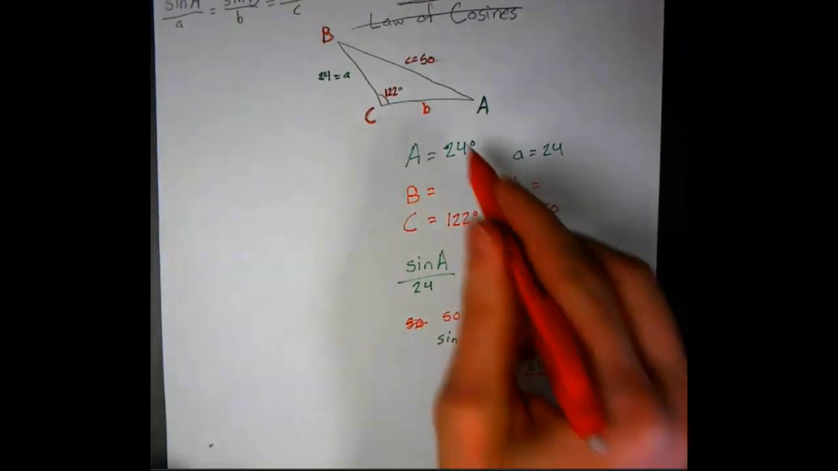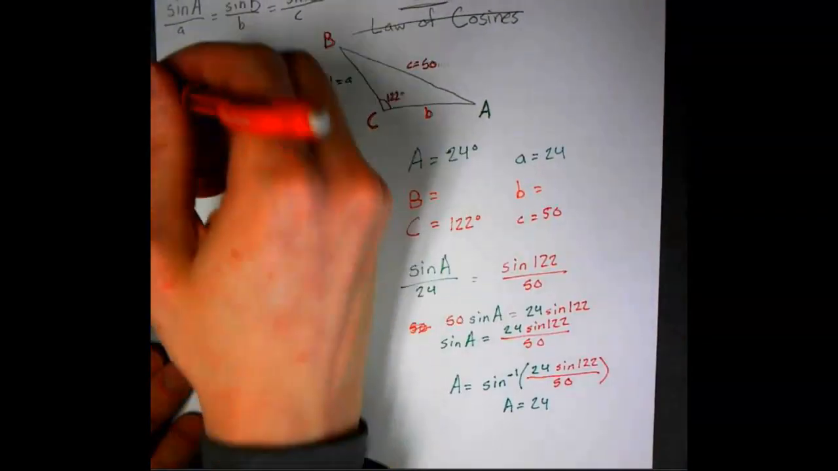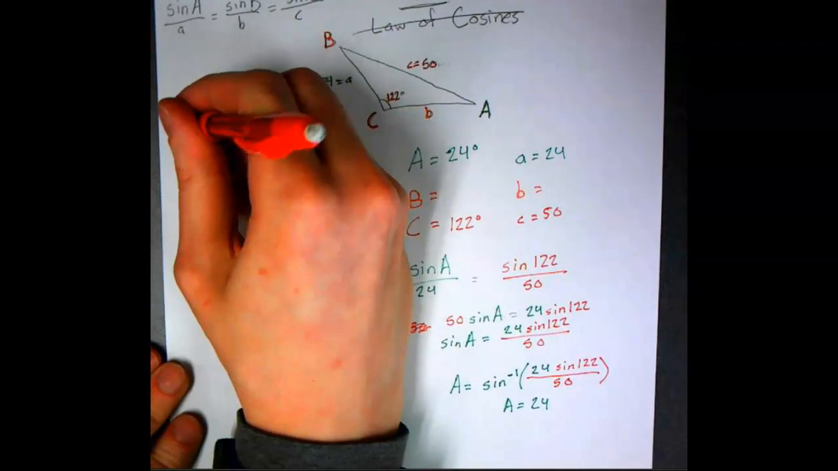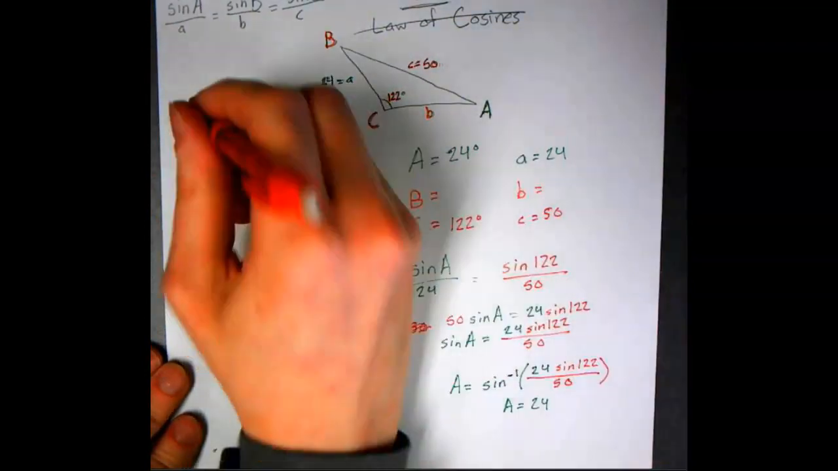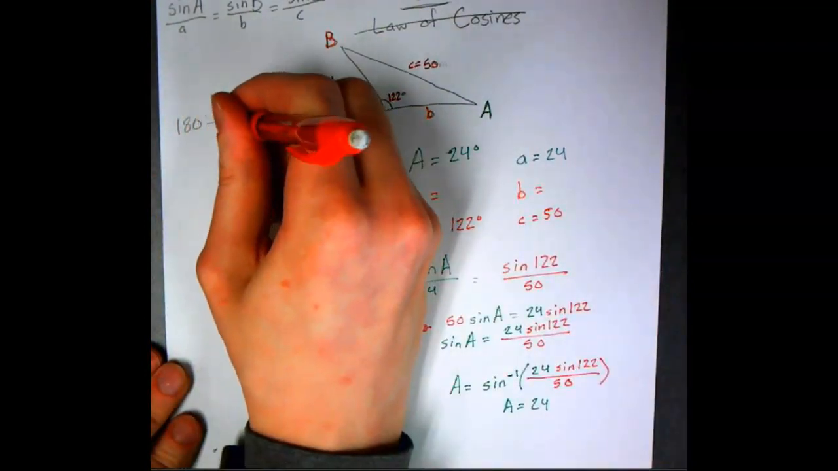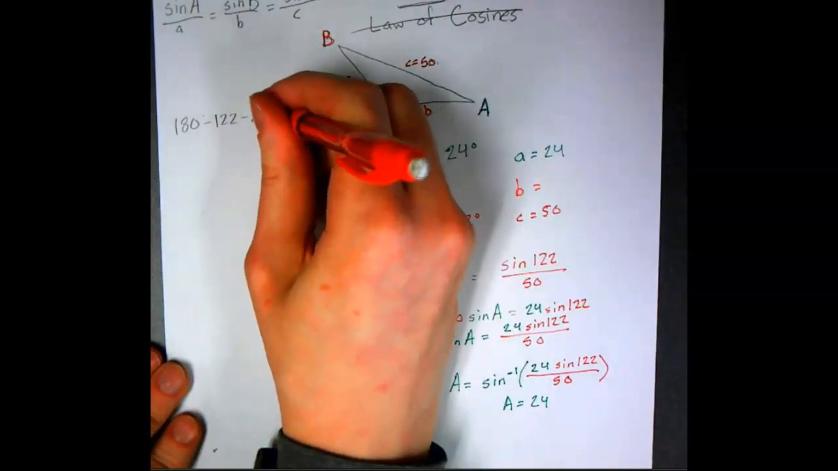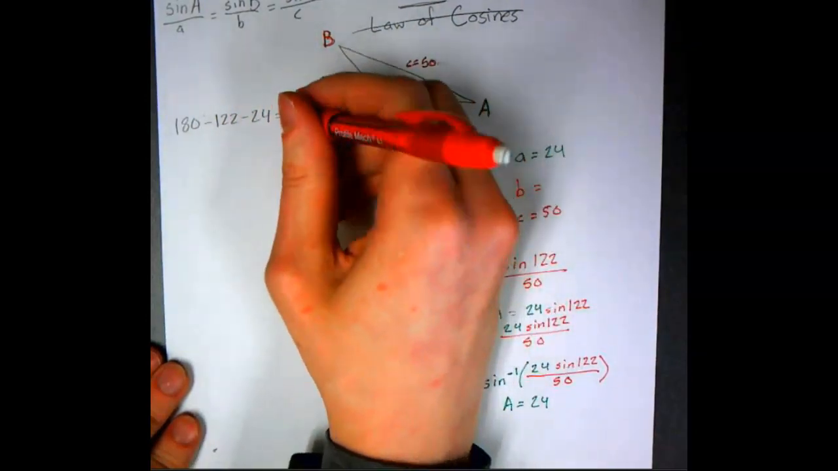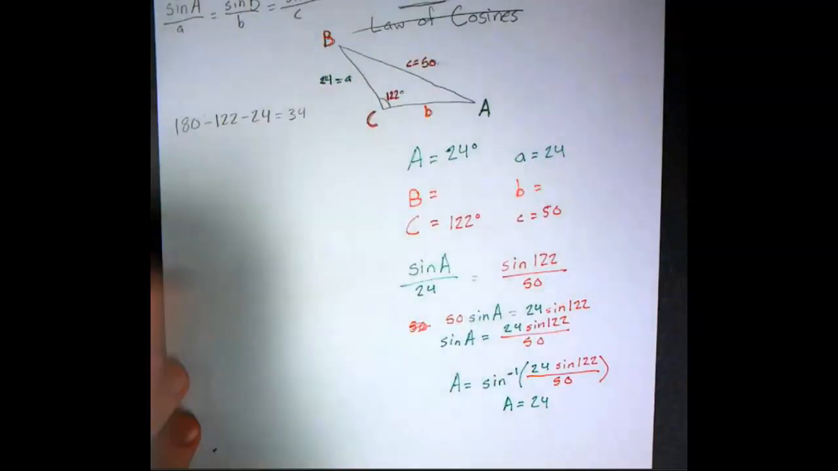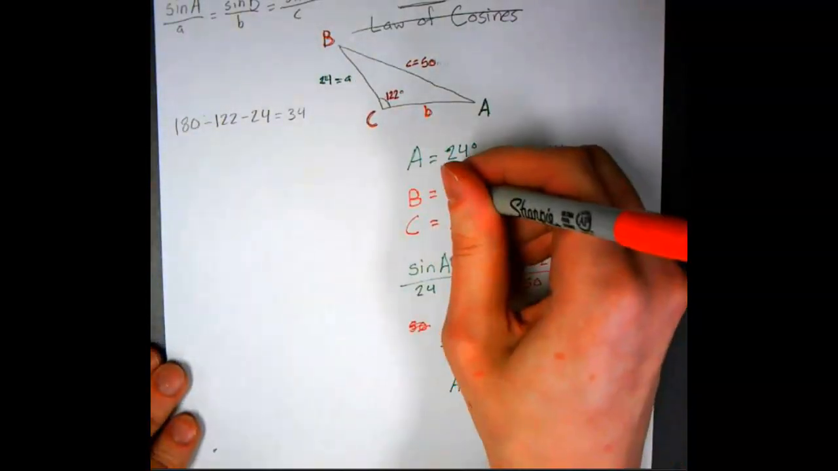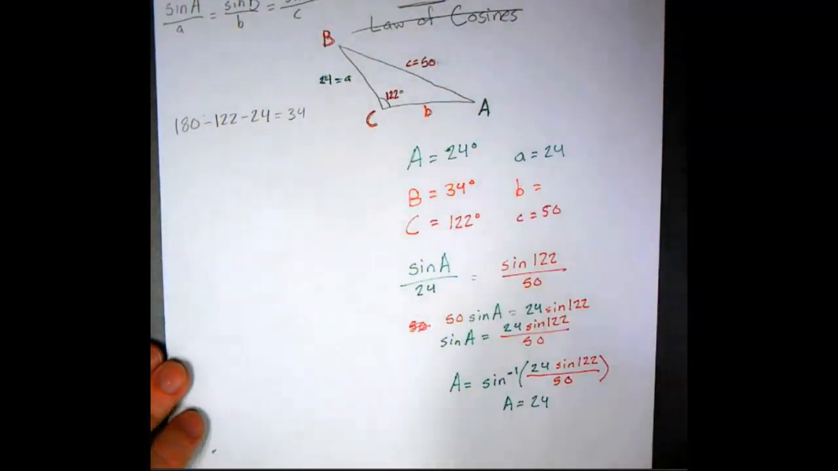Now that we have two of our angles, we can use that property of a triangle, which says that the angles have to equal 180 degrees. We'll say 180 minus 122 minus 24, and it's going to spit out 34 degrees. So our B is 34 degrees.